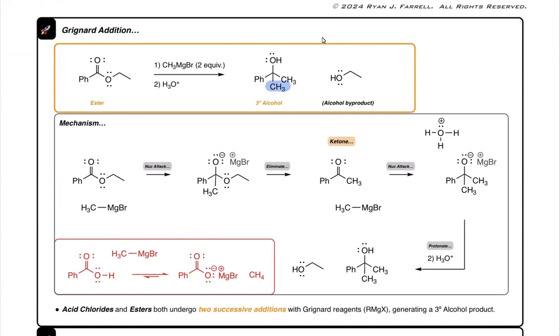All right, when you react an ester with a Grignard reagent, we're going to have two successive additions of our Grignard reagent into the structure. That's going to net result produce a tertiary alcohol product. So we'll slice and dice, reacting the carbonyl twice.